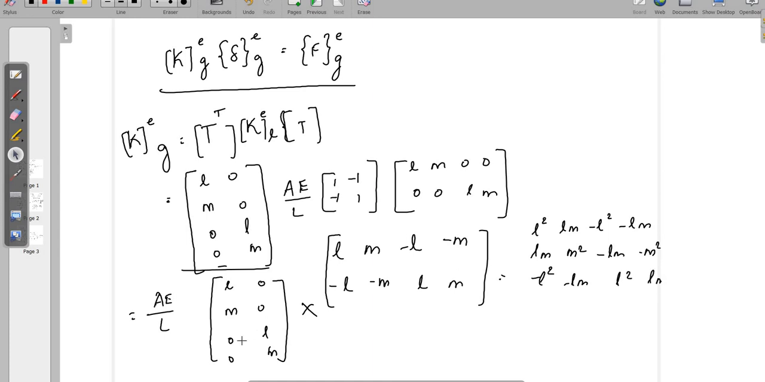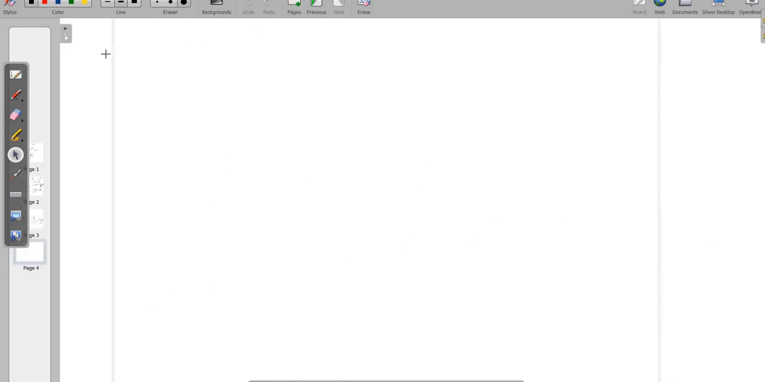Next one LM. The last row, M is multiplied with this bottom row because all others are 0 in the top row. So minus LM, minus M square, ML and M square. So now it is over. This is the stiffness matrix in global coordinates multiplied with AE by L. You should not forget to put AE by L because the stiffness matrix should include the material property also.